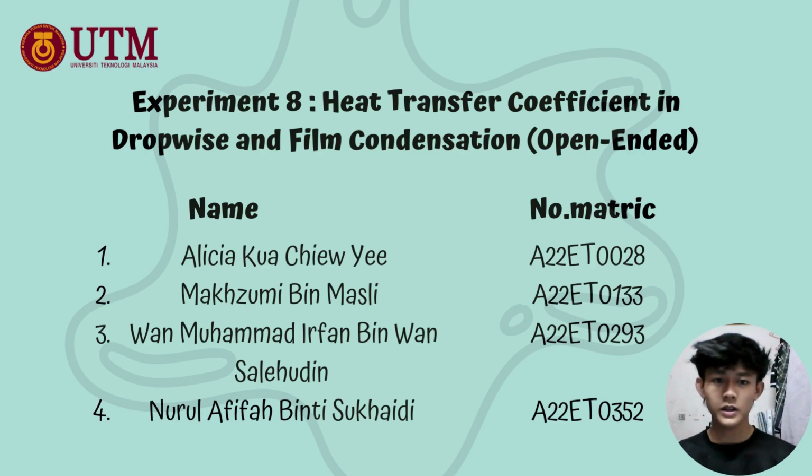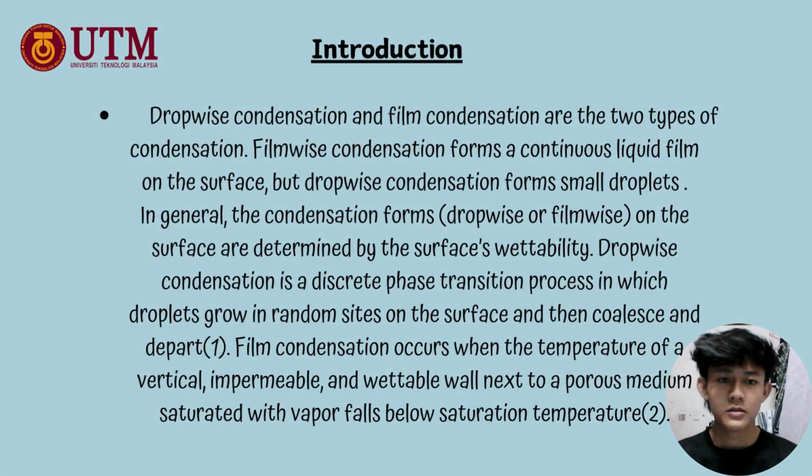We are from Group 1 and today we'll be presenting about experiment 8, which is heat transfer coefficient in dropwise and film condensation. So for the introduction of this experiment, dropwise condensation and film condensation are the two types of condensation. Filmwise condensation forms a continuous liquid film on the surface, but dropwise condensation forms small droplets. In general, whether condensation forms dropwise or filmwise on the surface is determined by the surface wettability.